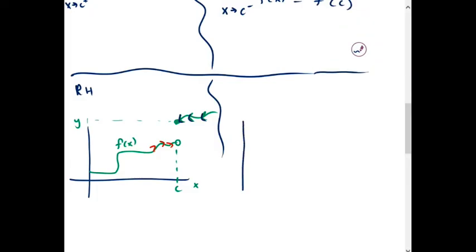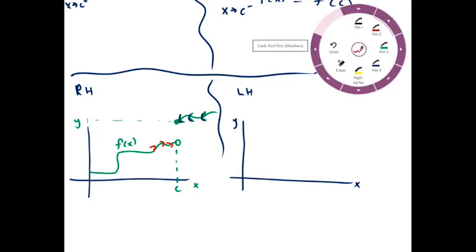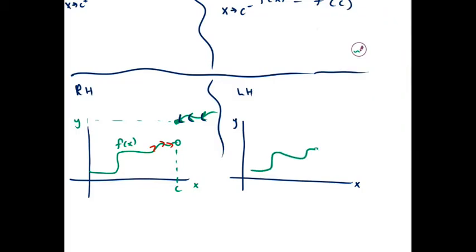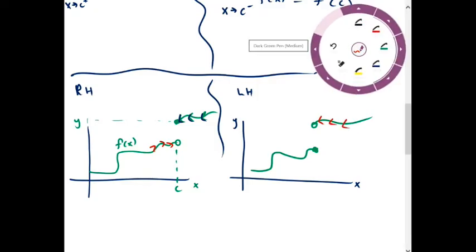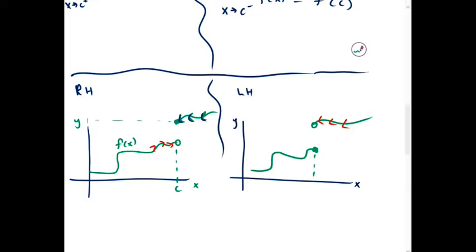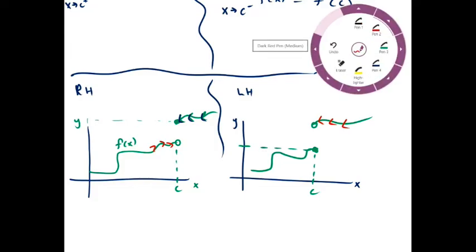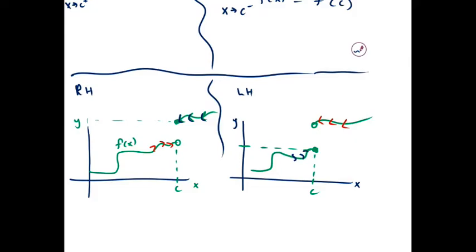The opposite would be left-handed, where now we have something that looks like this. We draw pretty much the same thing, except here we have the closed circle on the left side, not the right side. So now, when we approach from the right side, we don't approach the value of the function at c. But when we approach from the left side, we do approach the value at c.